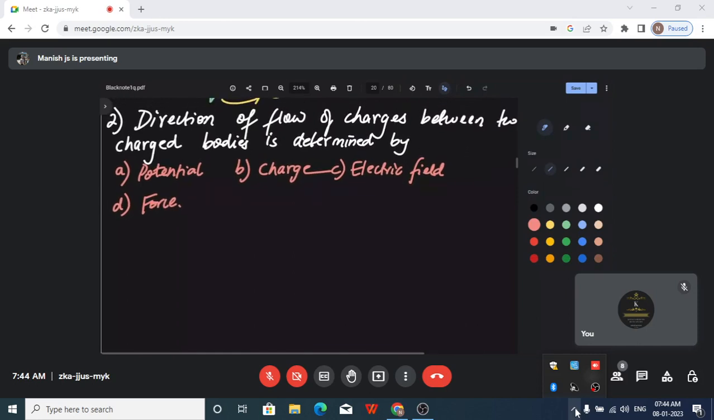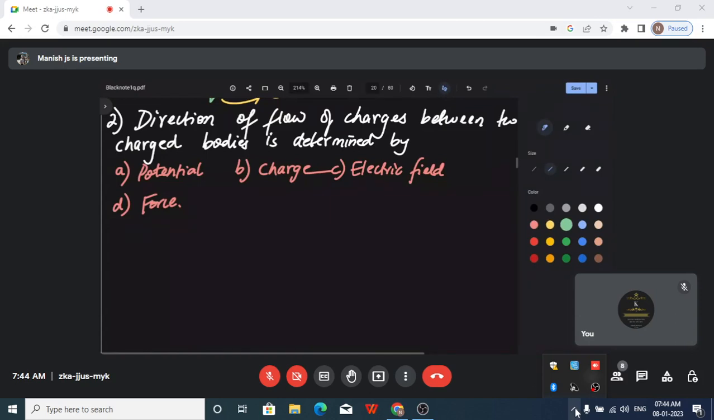So which is the correct answer? Electric field. Okay, why is it electric field? It's actually not electric field. But why did you feel so? Sir, positive is outward, negative is inward.